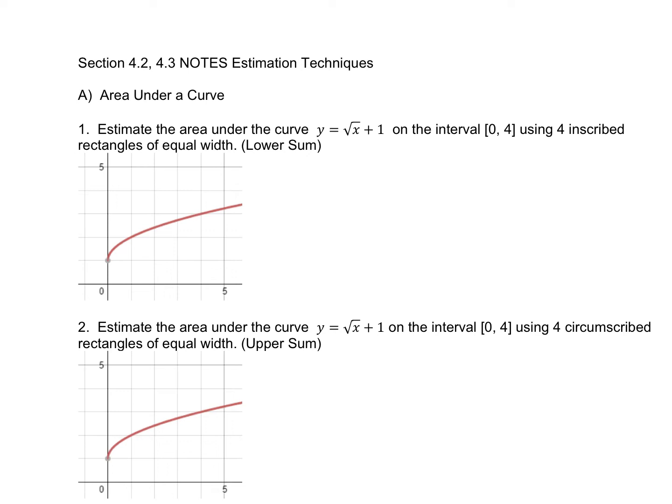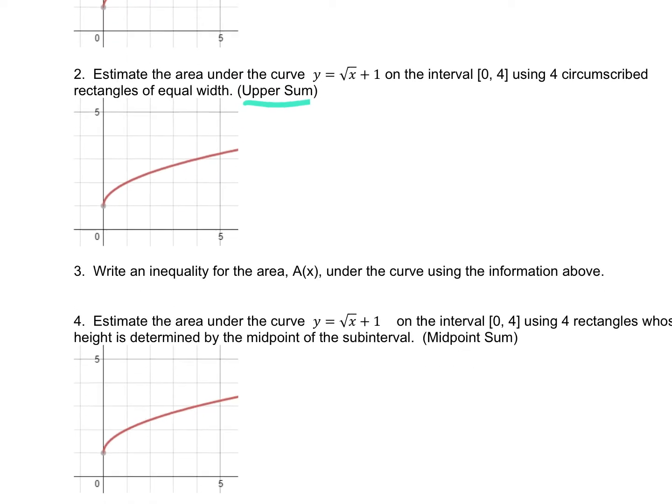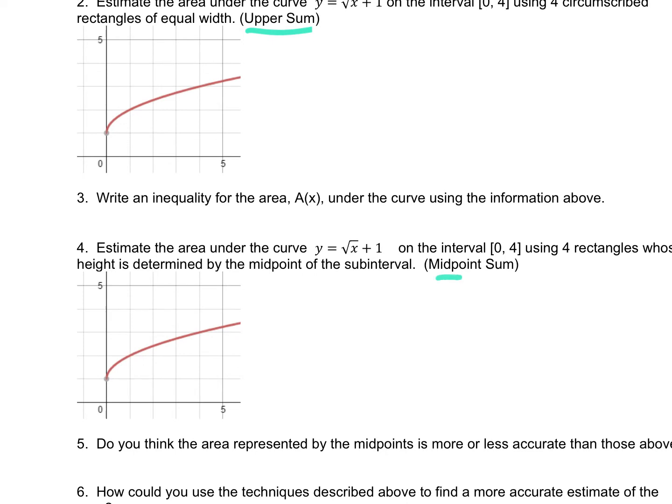Now this is the kind of new stuff that we're looking at here. It says using 4 inscribed rectangles of equal width, and they say lower sum. Then if you look at number 2, just so you can see some of the difference, this is upper sum, okay? And then this one says midpoint sum on it. So there's a couple different ways to set it up.